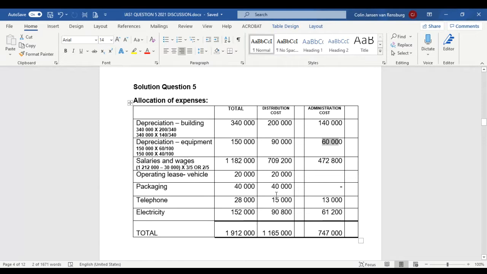And then they say, as I said, that the remainder or the balance, in other words, 60% of the equipment is used in the distribution function, right? So we're going to take 60% of the 150,000 multiplied out. That gives us 90,000 rands. We add that to the column where we are accumulating all our distribution costs.